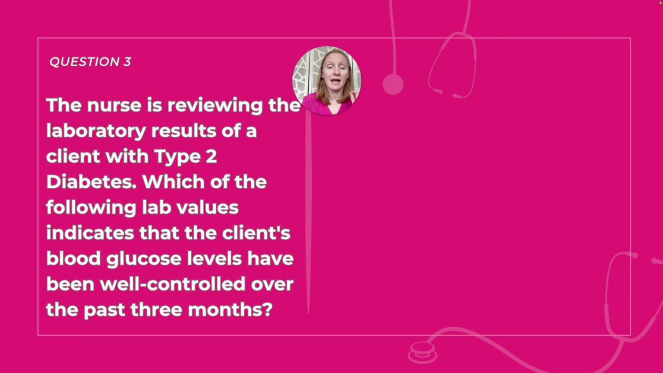Which of the following lab values indicates that the client's blood glucose levels have been well controlled over the past 3 months? In this question, we need to know a little bit about type 2 diabetes, what the pathophysiology is, and what sorts of lab tests we would do to evaluate their blood glucose management. What the question is asking is which of the following lab values show us how their blood glucose has been managed and indicate a positive result.